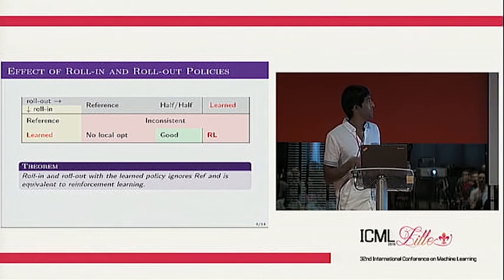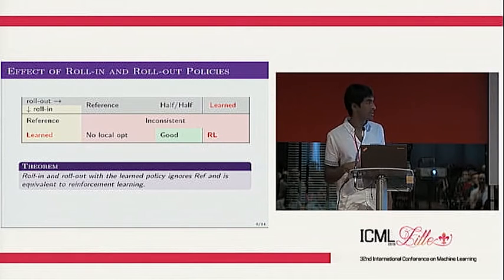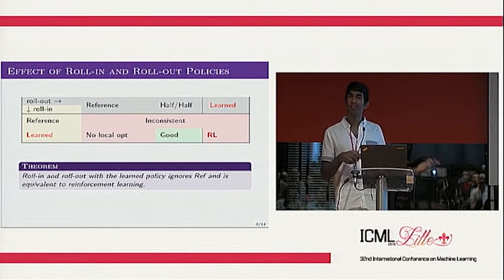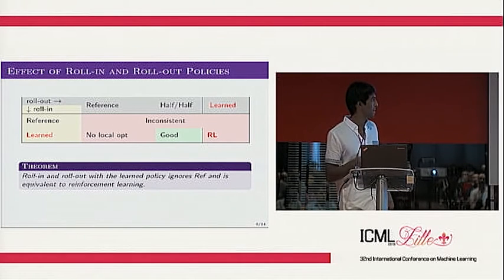The last bad case is when you roll in and out with the learned policy, and this is just completely ignoring the existence of the reference altogether. In particular, you won't have good regret to the reference, but this is also just reinforcement learning, so we don't really want to do that.